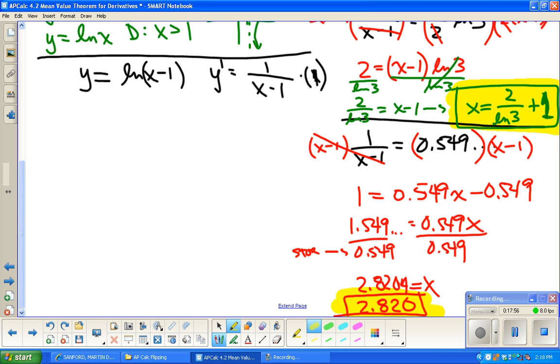Just to confirm this, let me do 2 divided by the natural log of 3, being careful with parentheses, plus 1, and I get 2.820, the same exact number.